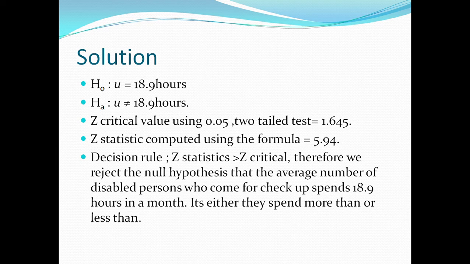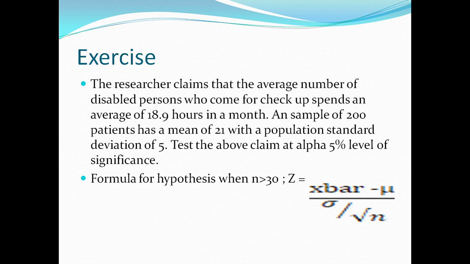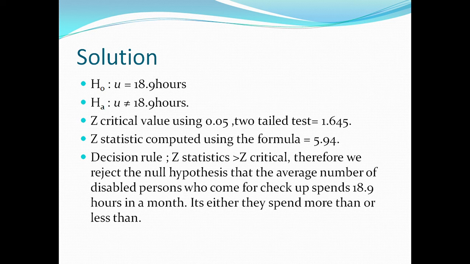To state your null hypothesis, the question says that the researcher claims that the average number of disabled persons who come for a checkup spend an average of 18.9 hours in a month. So this is telling us that there's no statistical difference, but they spend 18.9 hours. It's not telling us if it is more than or less than, but it's telling us strictly that it is 18.9 hours. So our population mean is 18.9 hours. That's our null hypothesis. While your alternative will state that there is a statistical difference: it's either not up to 18.9, or it's less than 18.9, or it's greater than 18.9.